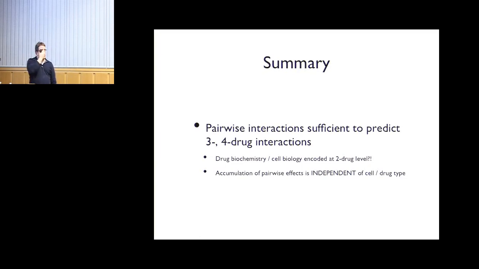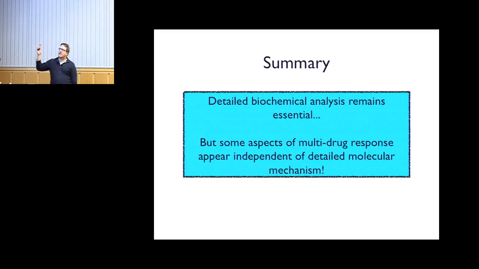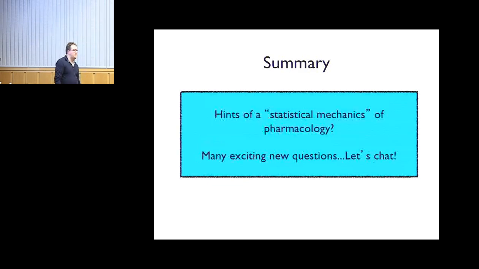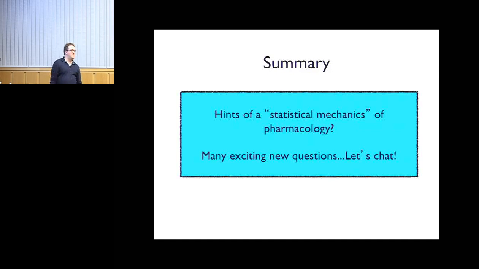And what's really remarkable, though, in all seriousness, is that the accumulation of these pairwise effects seems to be independent of the cell and drug type. So of course it's true that we have to have the biochemical, the molecular biology analysis, right? In no way saying that that's not necessary, that's absolutely essential. But it's cool that some aspects of this multi-drug response seem to be independent of detailed molecular mechanisms. Okay, and that does have a hint of what I remember seeing once upon a time in statistical physics. Right? This is a big part of statistical physics, this independence of molecular detail. So I think it raises a lot of new questions. Like I said, we don't know the answer to them.